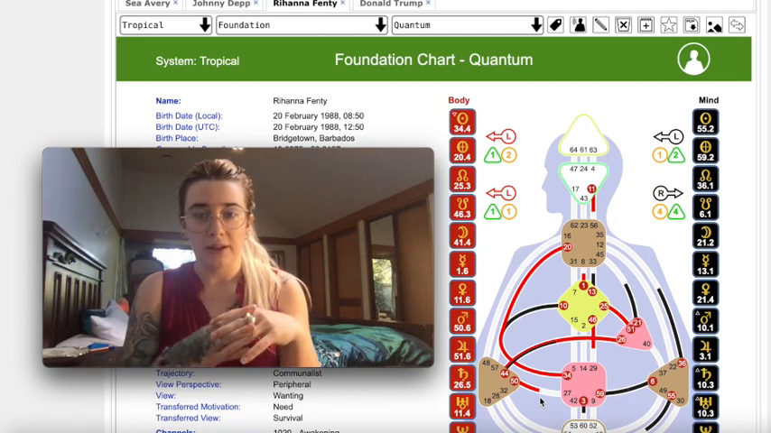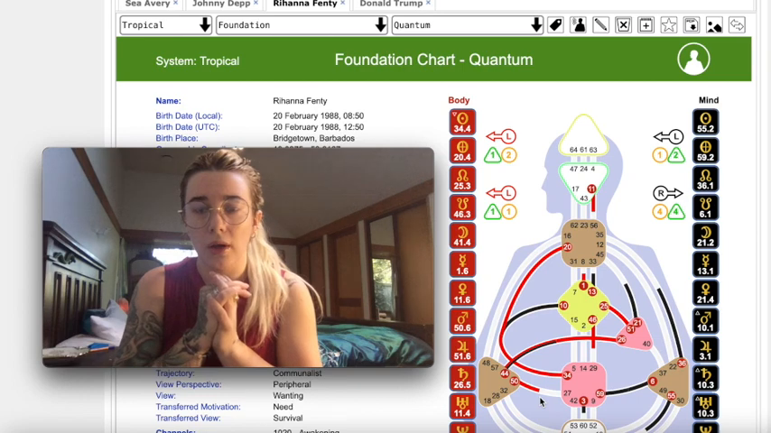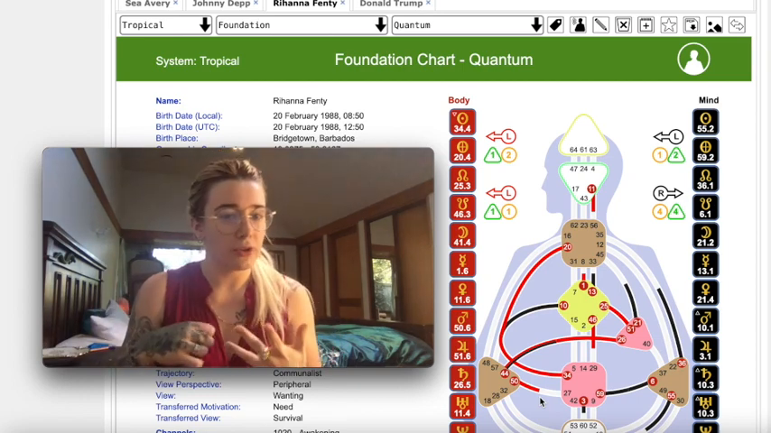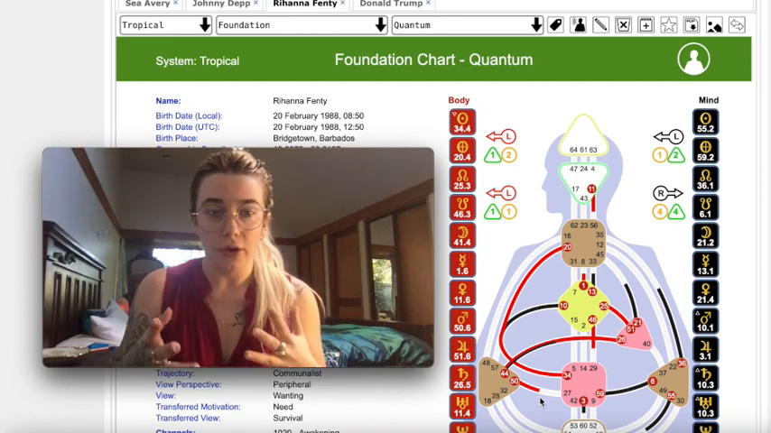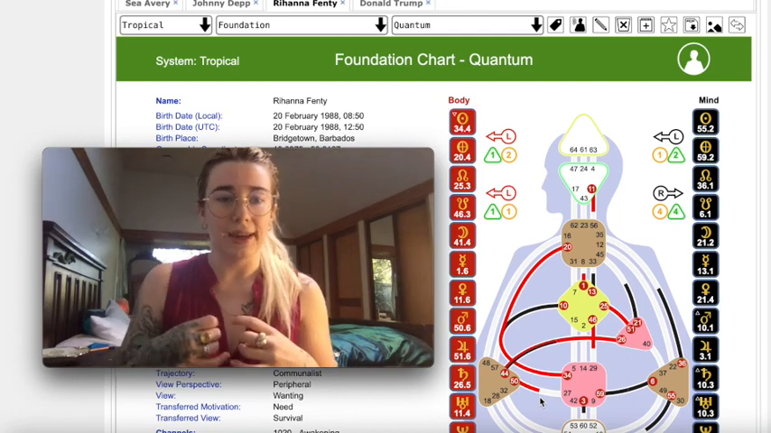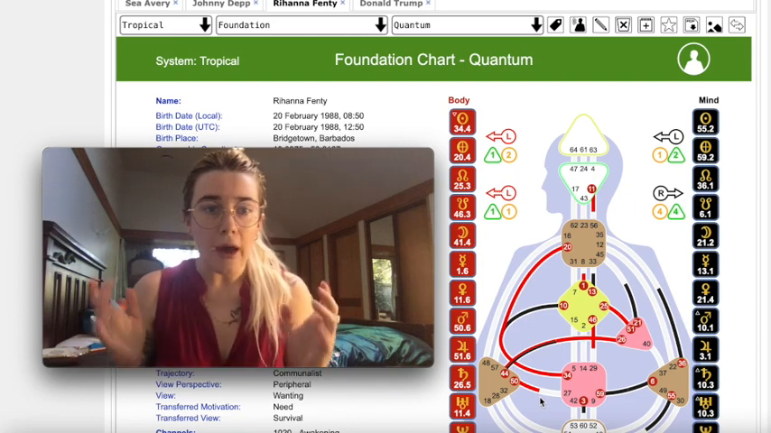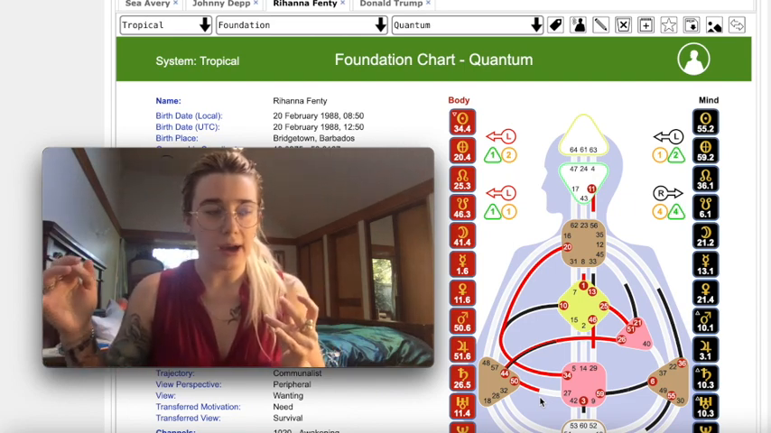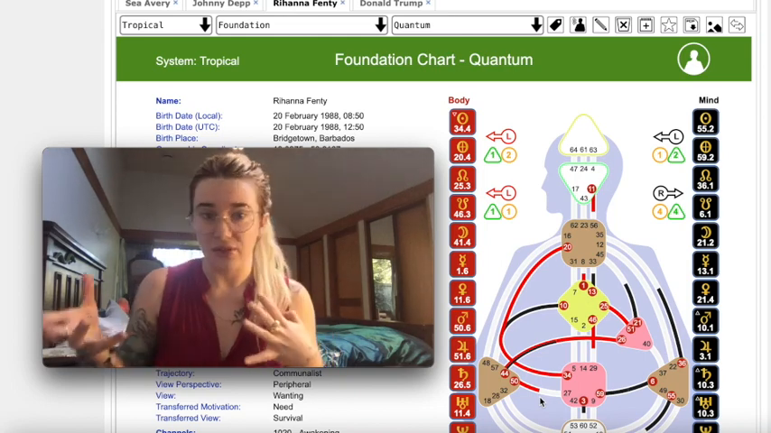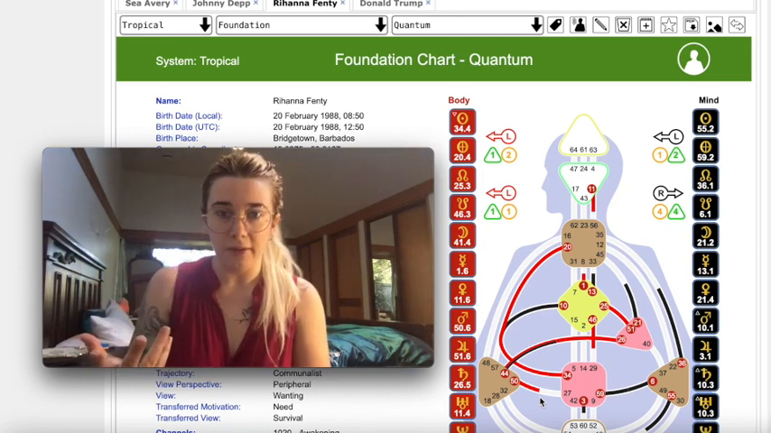So, let's just dive right in. Rather than going into one chart in depth, I'm going to assume that most of you watching this don't have a lot of background in human design. So what I want to do is show you three charts of people that you all know and look at the similarities and the differences in these charts, to give you some context.